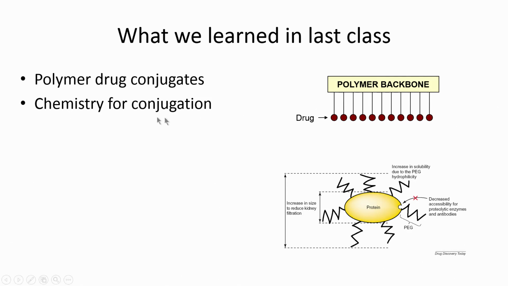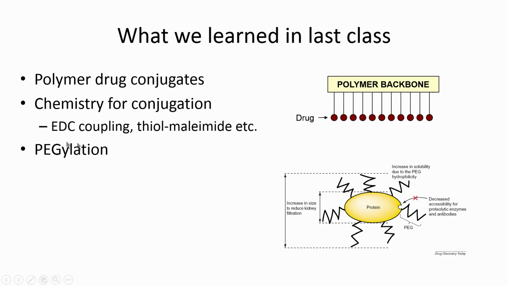Then we also talked about chemistry that we can use for different conjugations. EDC coupling is one to conjugate carboxyls to amine. We had thiol and maleimide click chemistry, which is very widely used to conjugate SH group to a maleimide group, and then we talked about several others as well.